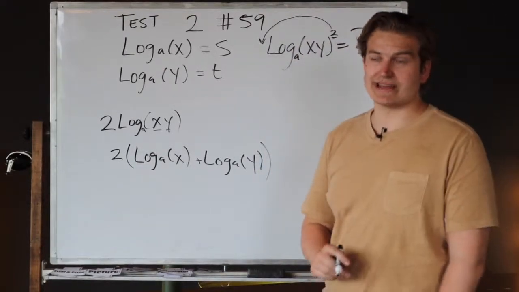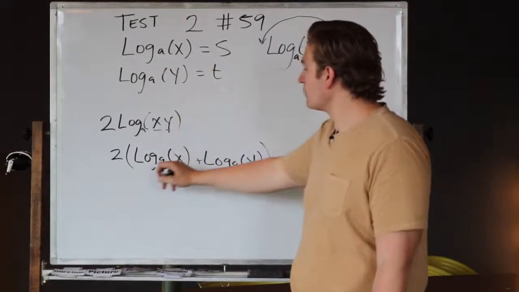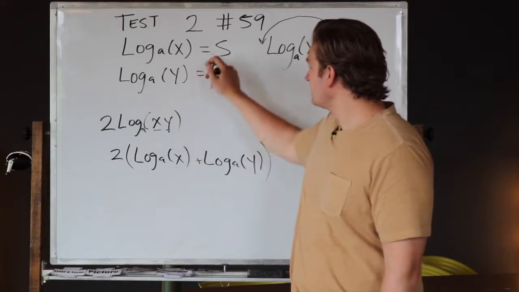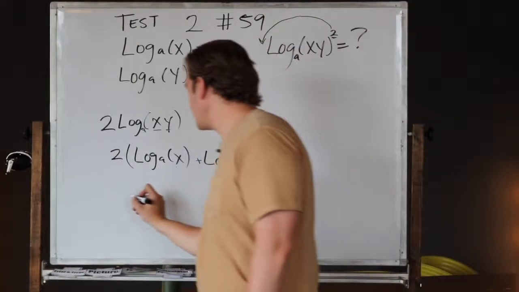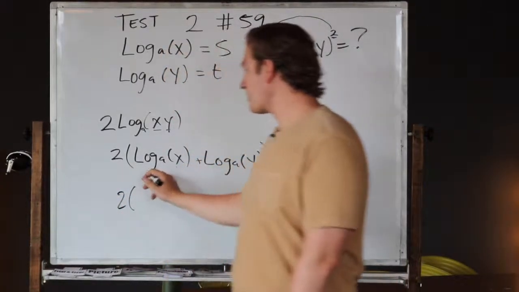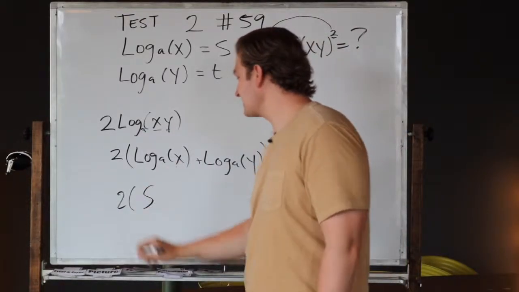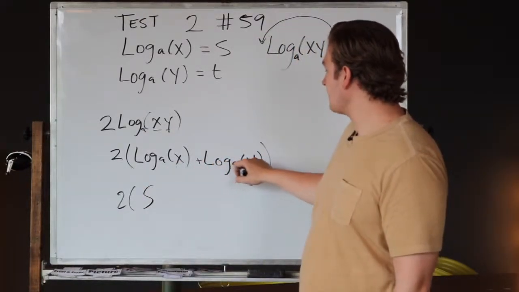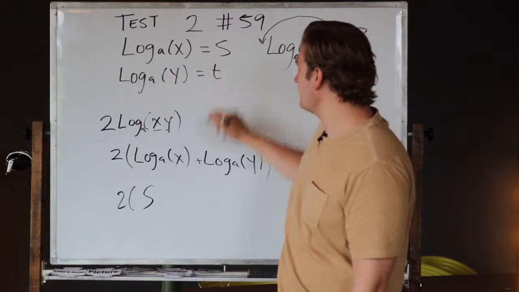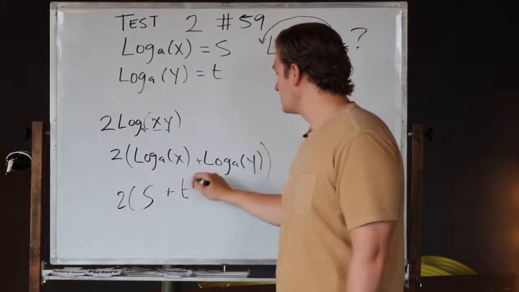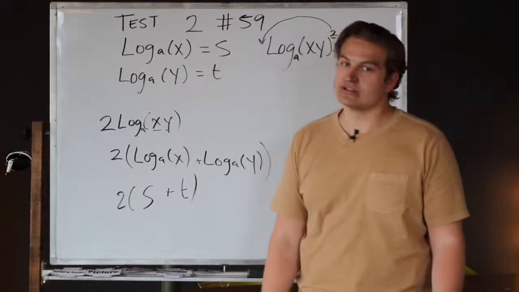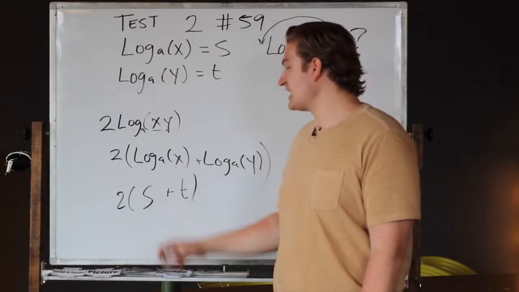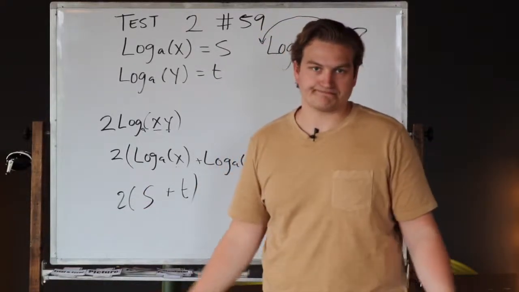We can take this one step further. We know from the top that log base A of x is s, right? So this is actually 2 times the quantity s plus log base A of y, and log base A of y is t. So when all is said and done, this is 2 times the quantity s plus t.